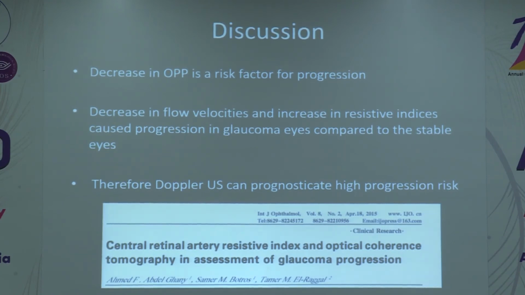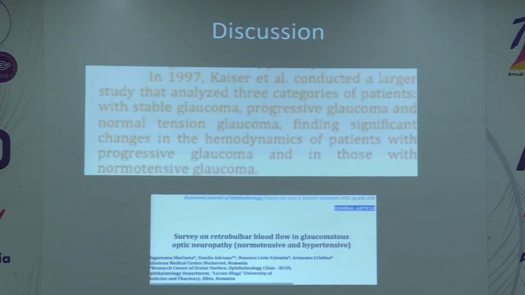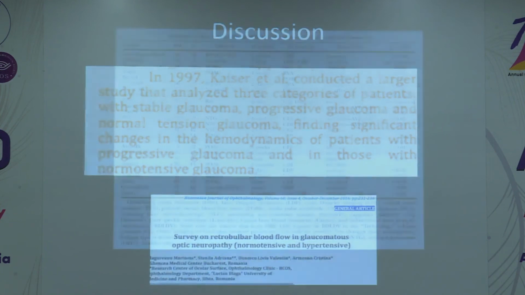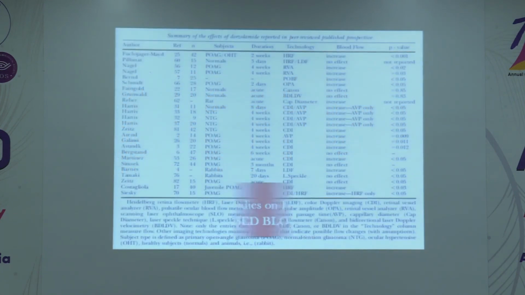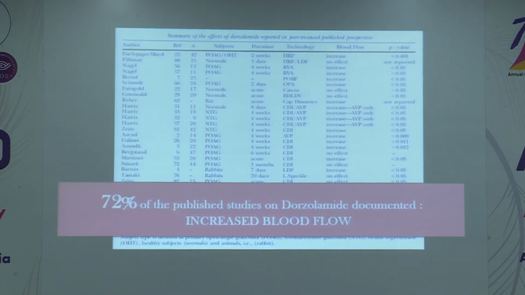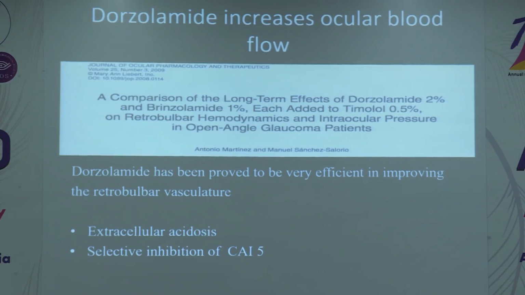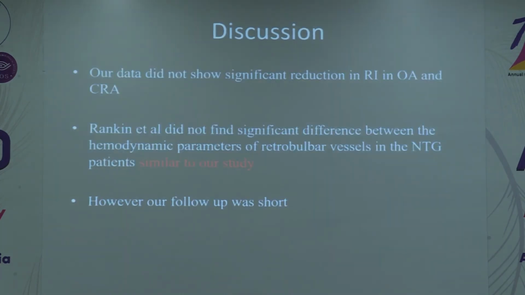Literature says that a decrease in ocular perfusion pressure and an increase in resistive index can cause progression in glaucoma, and color Doppler imaging can be one of the prognostic markers. Kaiser et al. have reported that normal tension glaucoma is mainly determined by retrobulbar hemodynamics. 72% of the literature says that dorzolamide increases ocular blood flow by extracellular acidosis and selective inhibition of carbonic anhydrase.